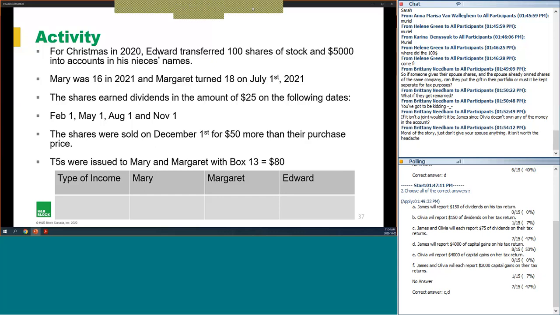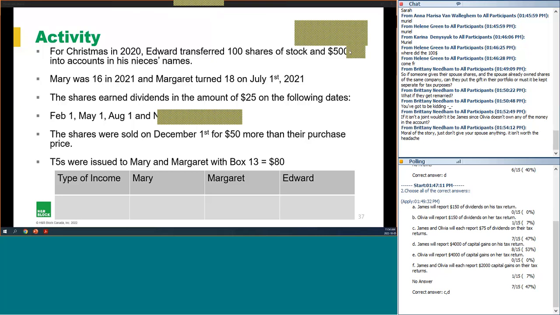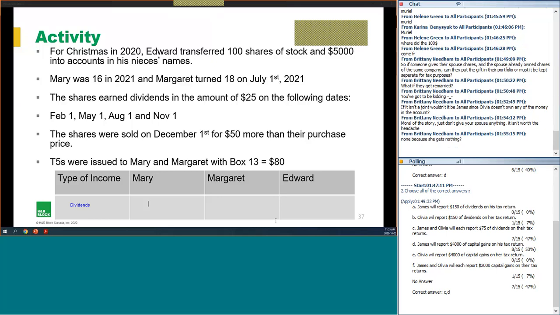So let's start with the first one. I'm going to do some annotation here. You guys can help me out with this and tell me what to put in the boxes. Okay, I think I'm going to try blue. I think you'll be able to see blue if I write in blue. Type of income, let's start with dividends. How much dividend income will Mary report on her return, knowing that we have attribution rules because Edward gave it to his niece Mary, who is under 18? How much dividend income will Mary report? What do you think? You can add it in the annotation if you want to, or you can tell me in the chat window and I'll type it in for you.